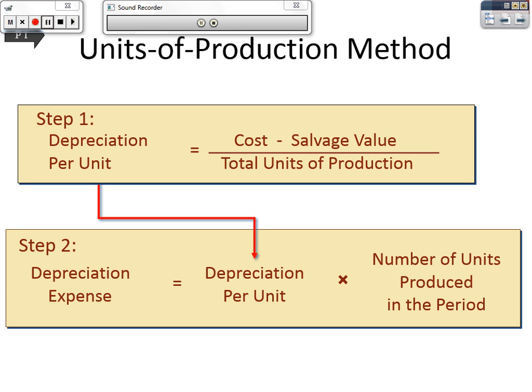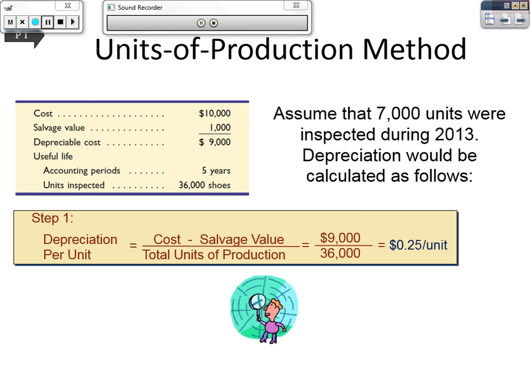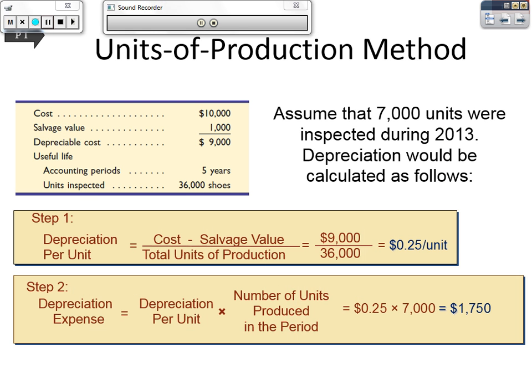And then step 2 of that, because this is going to give you the depreciation per unit. Then you're going to take that depreciation per unit and multiply by the actual number of units that were being produced in the period. So this example, 7,000 units were inspected, right?